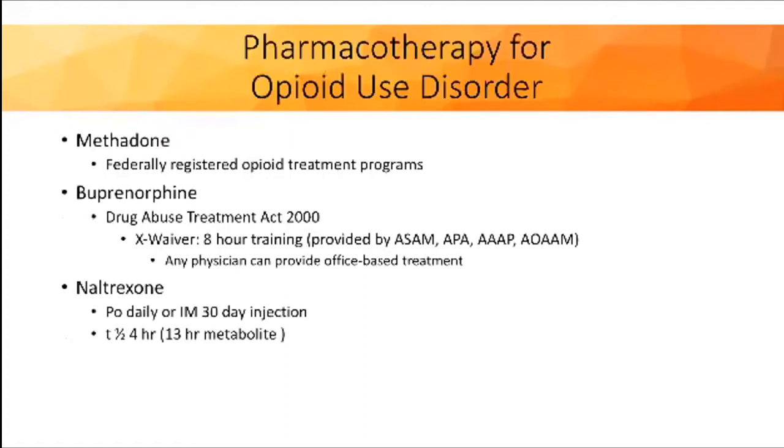So pharmacotherapy for opioid use disorder. As we've been mentioning, methadone is available through federally registered opioid treatment programs, also known as OTPs, which patients and folks often call methadone clinics. So that is the only place where, on a maintenance basis, outside of the hospital, patients can be given methadone for opioid use disorder treatment maintenance.